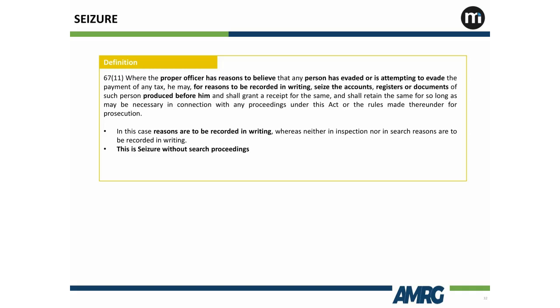67(11), whereby when you have already produced certain books in front of him, those books can be seized only after he records certain reasons in writing. Please note, ये वाला सीजर सीनियर ऑफिसर को नहीं करना है, ये कोई जूनियर ऑफिसर भी है, इंस्पेक्टर है, सुपरिटेंडेंट है, कमिश्नर है, असिस्टेंट कमिश्नर, he can also do, and there is no search in this. It is a direct seizure which can be effected in any manner as he wants, right?